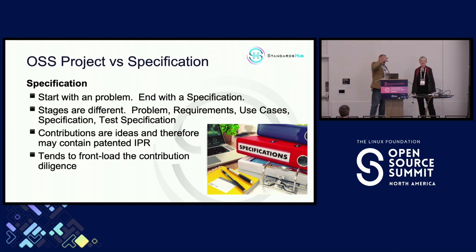If you're in an open source project and somebody puts malicious code in or something like that, you can identify them, you can pull the code, and you can patch it. But once it's in a specification, it's much more difficult to take it out. So you've got to be a lot more careful and rigorous about how the contributions get made. And so that tends to front-end load a lot of what you do in a specification project compared to an open source project.